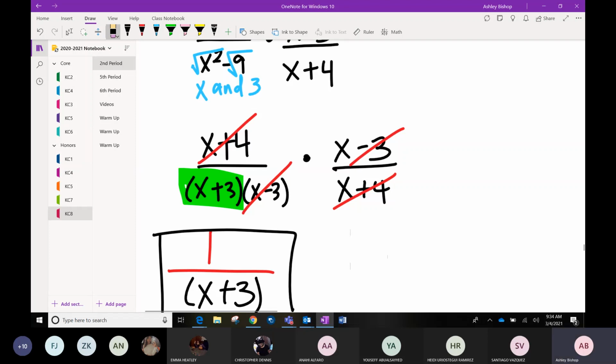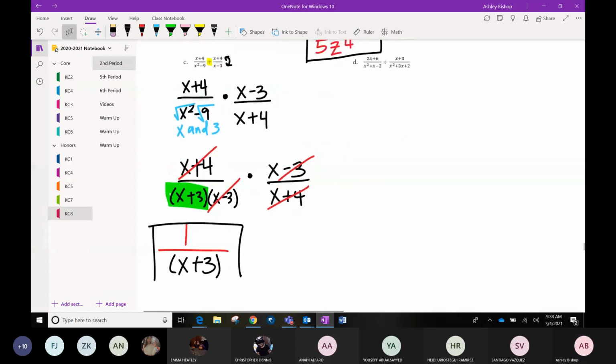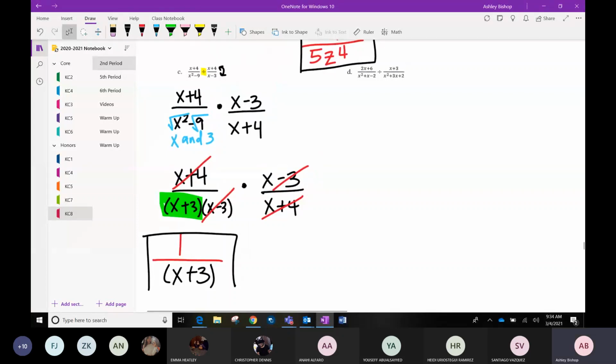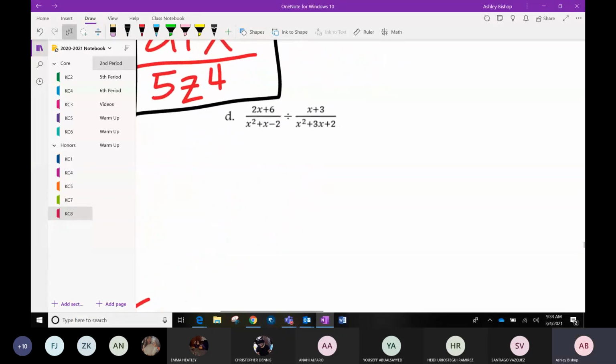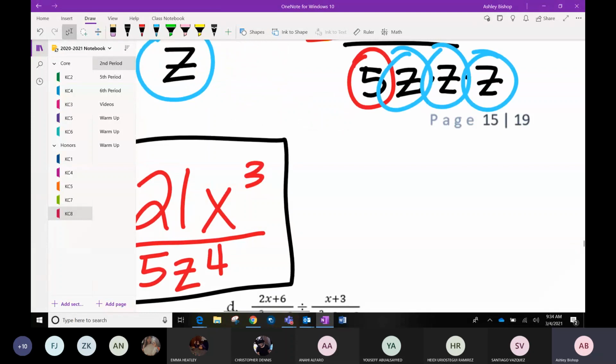Alrighty, we have one last problem. You guys are doing an awesome job today. One last problem. Alrighty, the last problem. Whoa, too zoomed in.